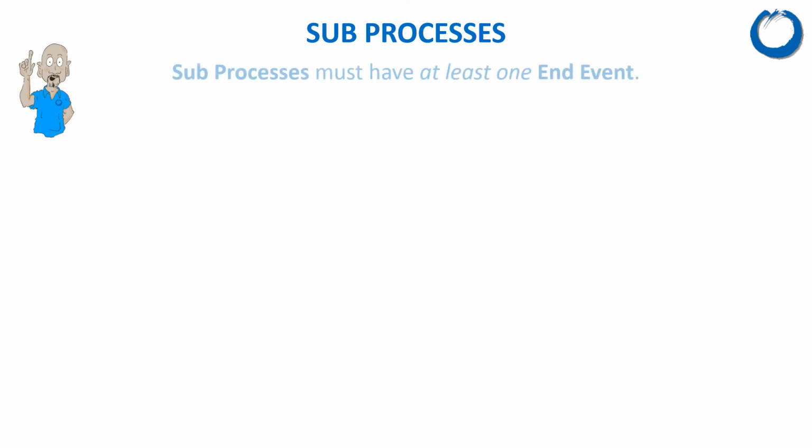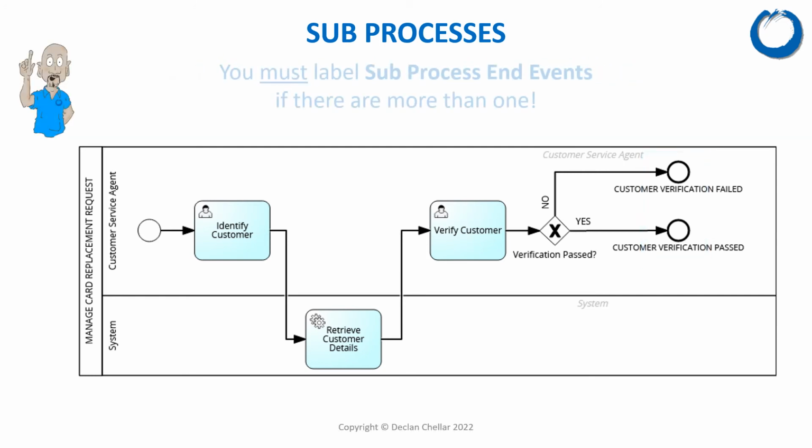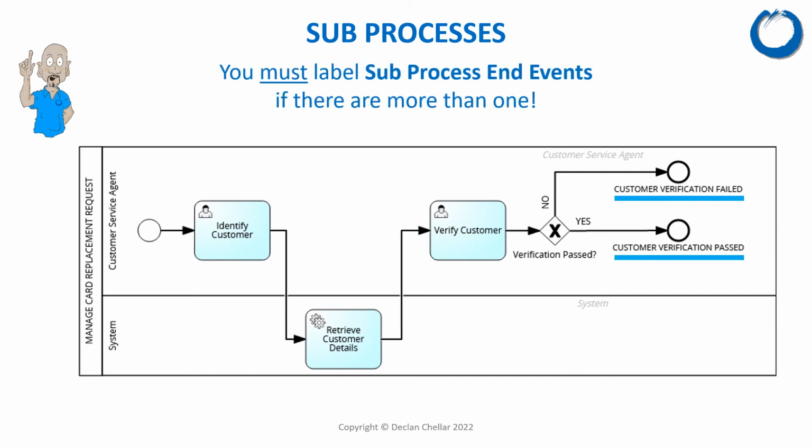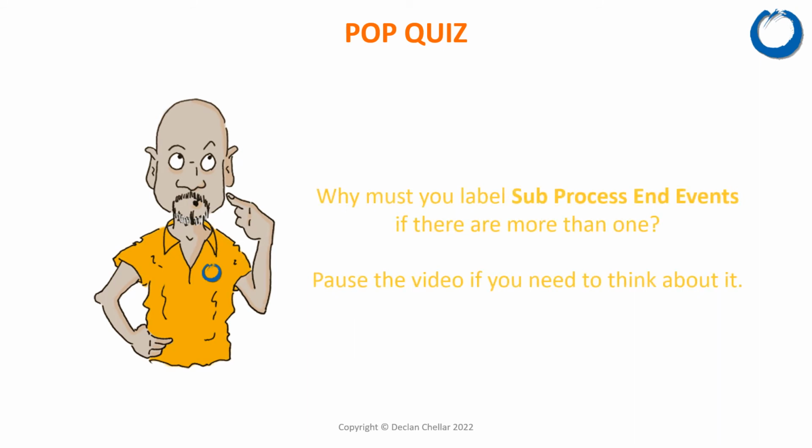Subprocesses must have at least one end event. You must label subprocess end events if there are more than one. Why must you label subprocess end events if there are more than one? Pause the video if you need to think about it.